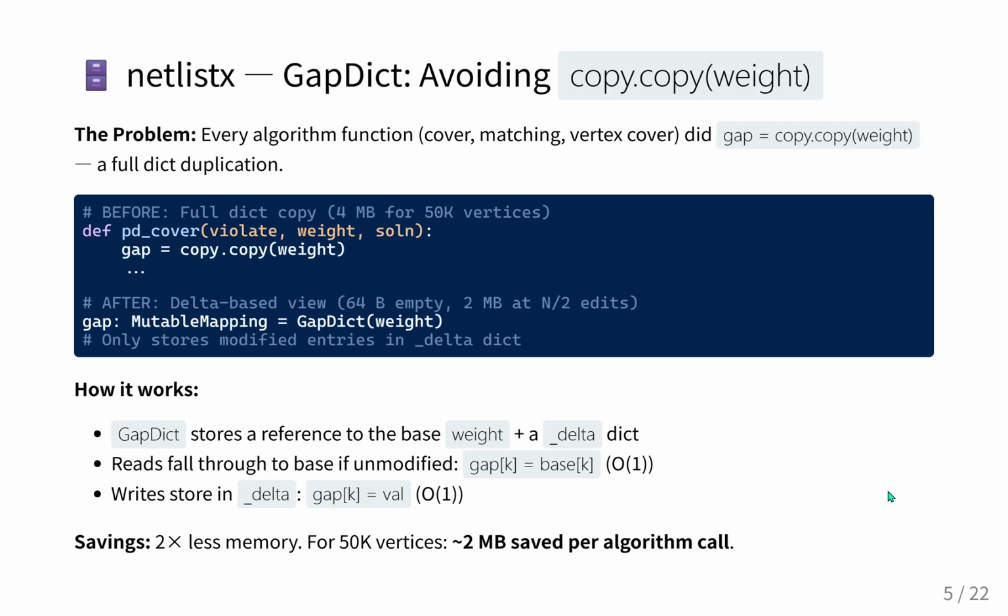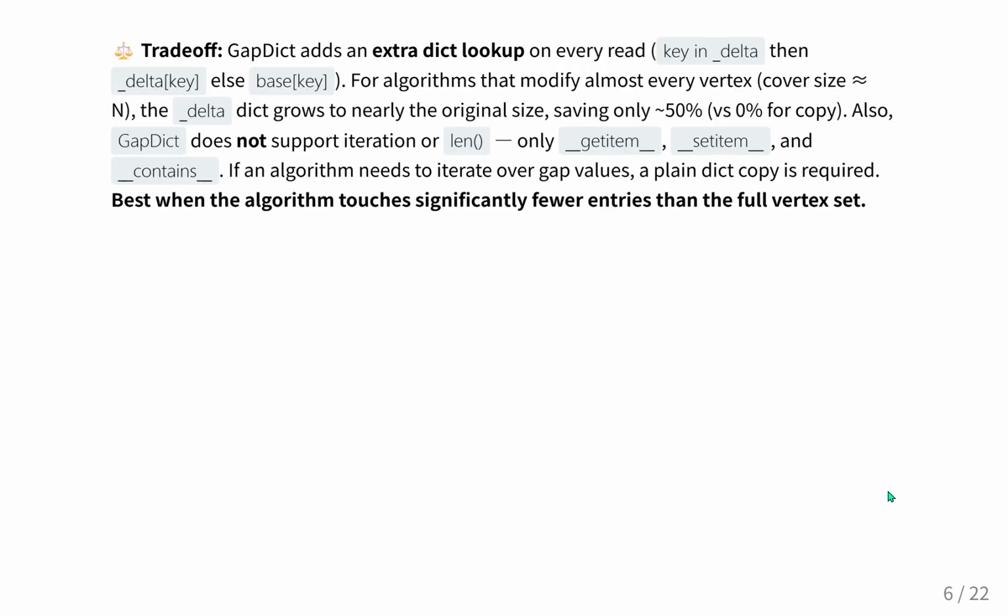No. Reading now takes an extra O(1) lookup step because it checks two places. And worse, you completely lose the ability to iterate properly. You can't just call len on it anymore, because the keys are split across two different structures now. Exactly. It breaks standard duck typing. This only works if you're modifying significantly fewer entries than the full set.